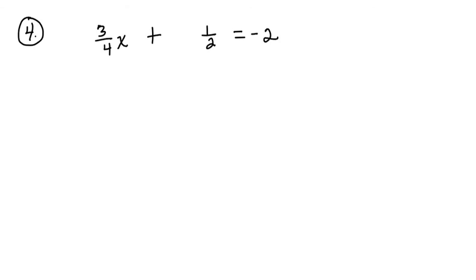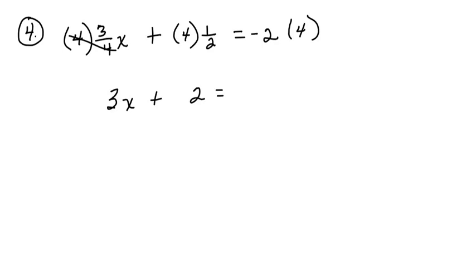Okay, problem 4, you can see I have two fractions. I am still going to start off by finding the least common denominator. And in this case, the least common denominator is 4. So everything gets multiplied by 4. Here the 4's cancel. So I have 3x plus 2 equals negative 8. Now it's a basic two-step equation. Subtract the 2. Divide by 3.